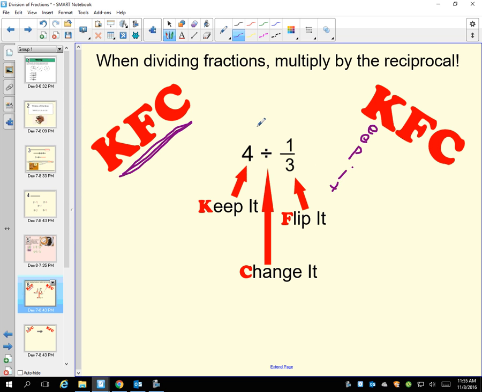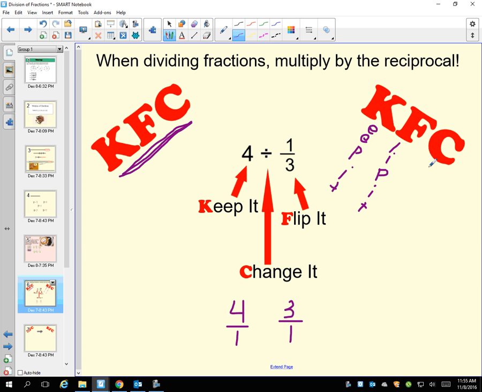And we're going to keep this first number right here the same, so 4. And I can go ahead and write it as a fraction, 4 over 1. Then my F is flip it. Right here, 1/3. So we're going to flip the next one, and you can flip it. So we're going to flip this to its reciprocal. What's the reciprocal of 1 over 3? 3 over 1. Flip it.